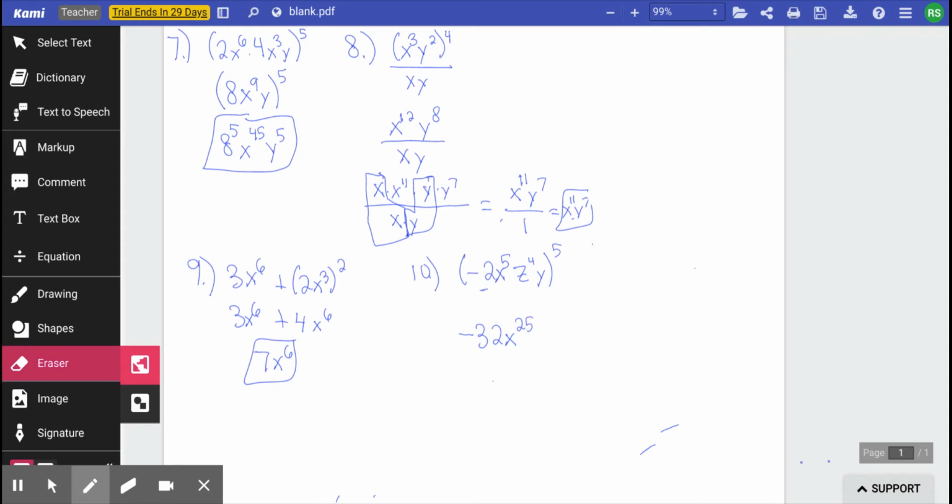Z to the 4th to the 5th is z to the 20th. And y to the 5th is y to the 5th. It might be proper to rearrange that in alphabetical order for the variables. That would be an acceptable answer. There's the answer to problem number 10.